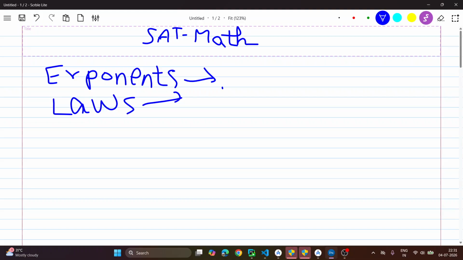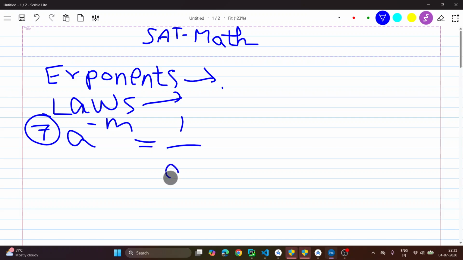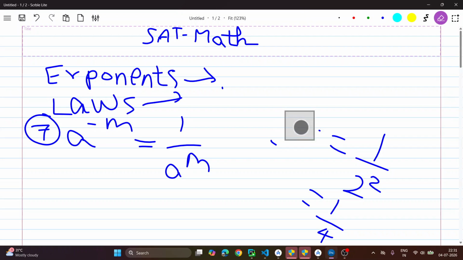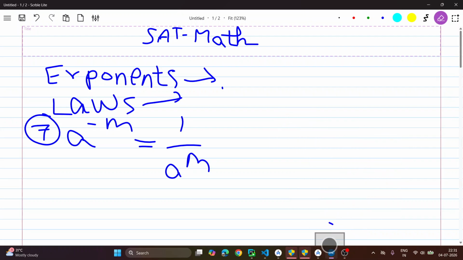So we have the seventh law: a power minus m equals 1 by a power m. Let's say they're asking you what is 2 power minus 2. Now you just don't panic. It's 1 by 2 squared, which is 1 by 4. So there's nothing to be afraid of. If they give negative powers, you just take the reciprocal, and it becomes positive when you reciprocal the fraction. So the eighth one.